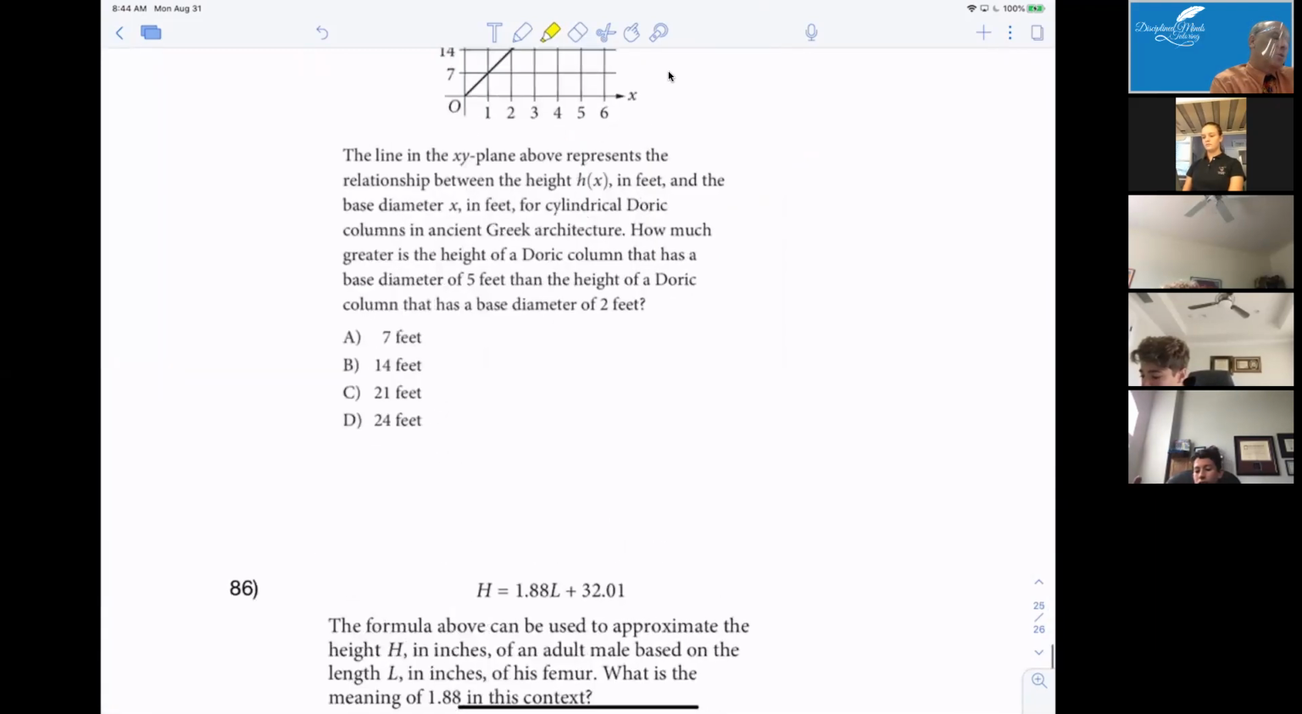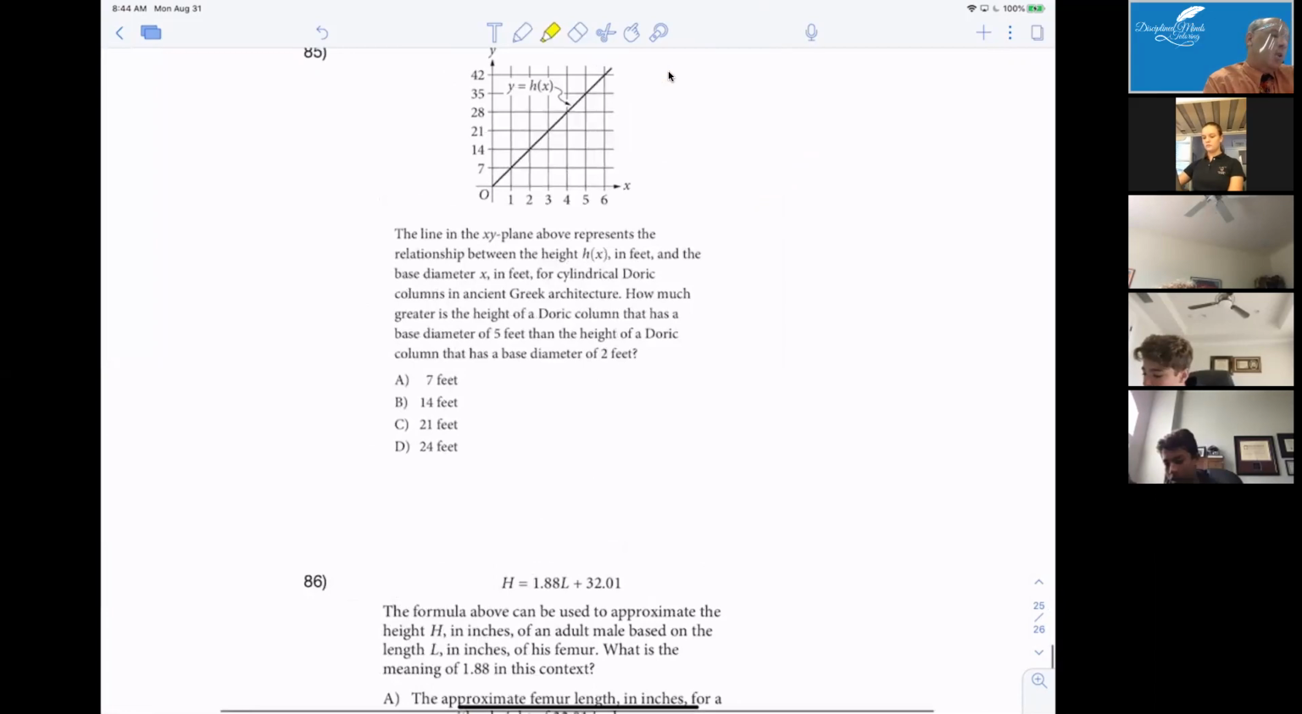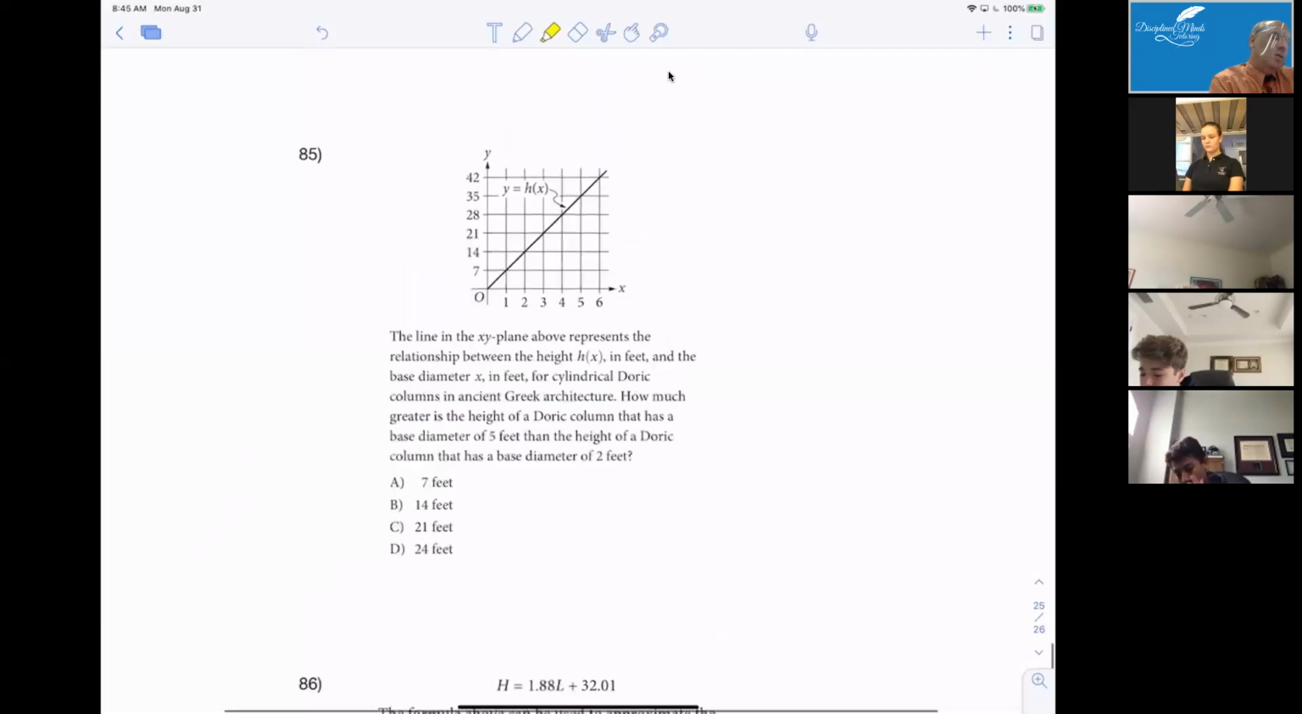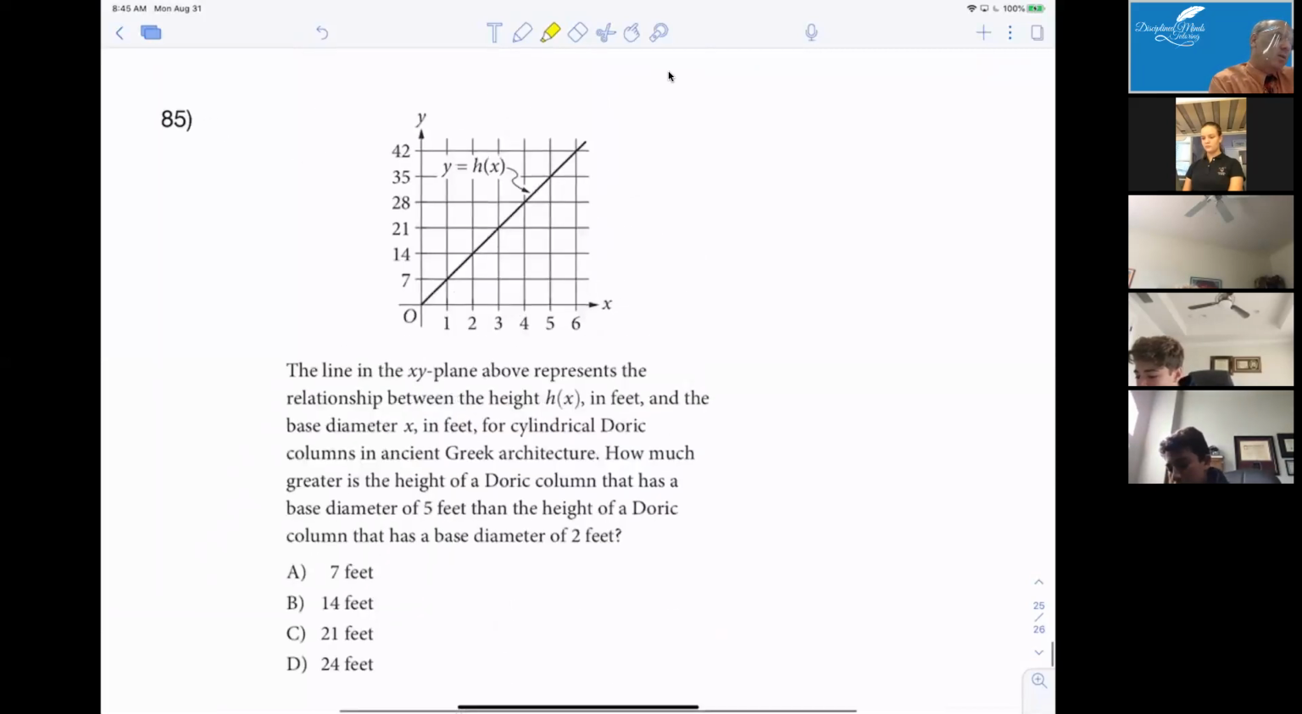85. All right, the graph in the xy plane above represents the relationship between the height in feet and the base diameter for the cylindrical columns in ancient Greek architecture. How much greater is the height that has a diameter of 5 feet than a height that has a diameter of 2 feet? So here I'm at, right? The x represents the what?